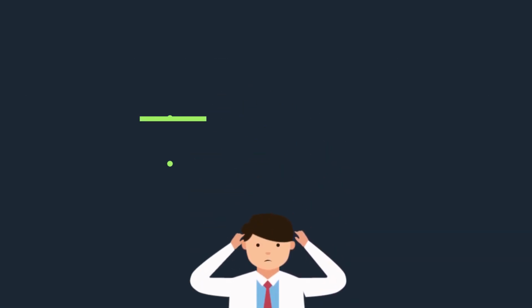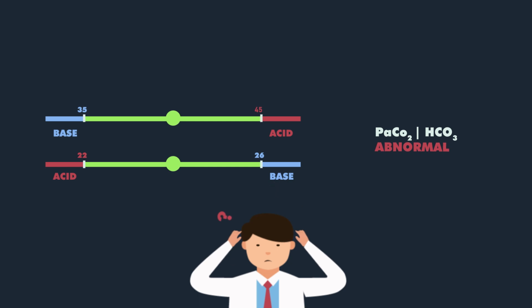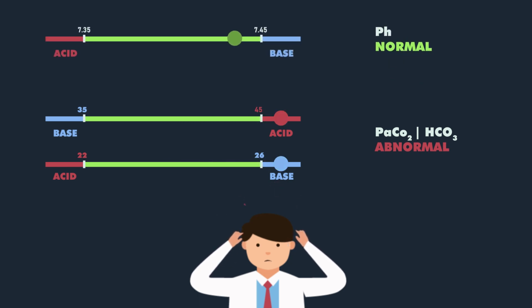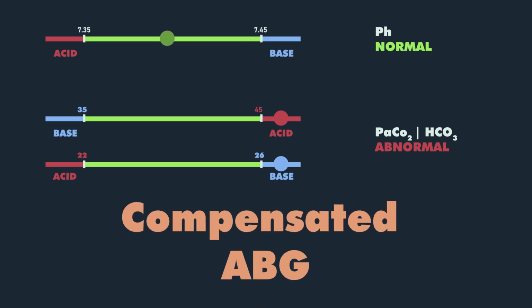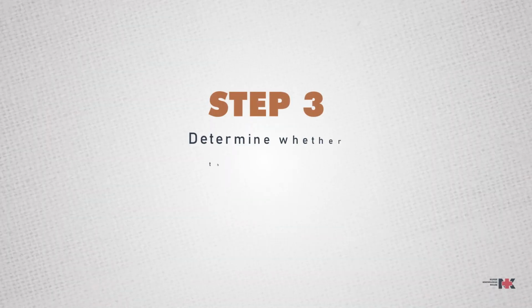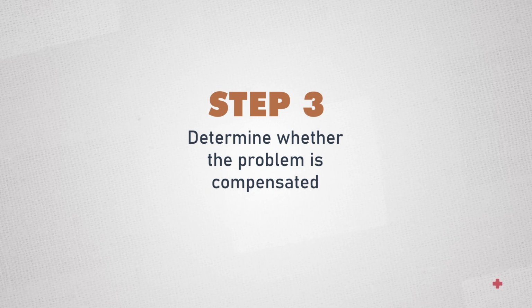You might be wondering, what if your PaCO2 is abnormal and your bicarb is abnormal? Or what if your pH is normal and both of them are abnormal? These are examples of what we call compensated ABGs, and these can get really tricky. That brings us to our third step, which is to determine whether the problem is compensated.